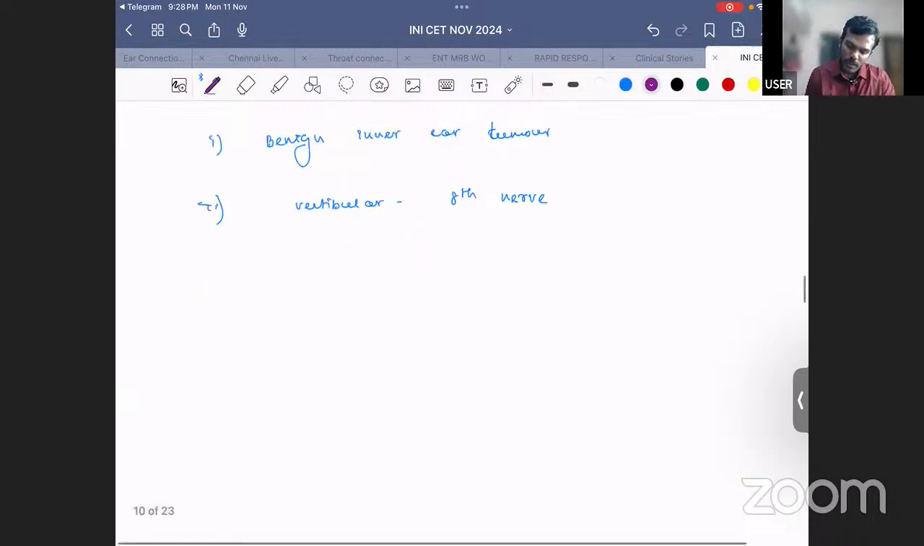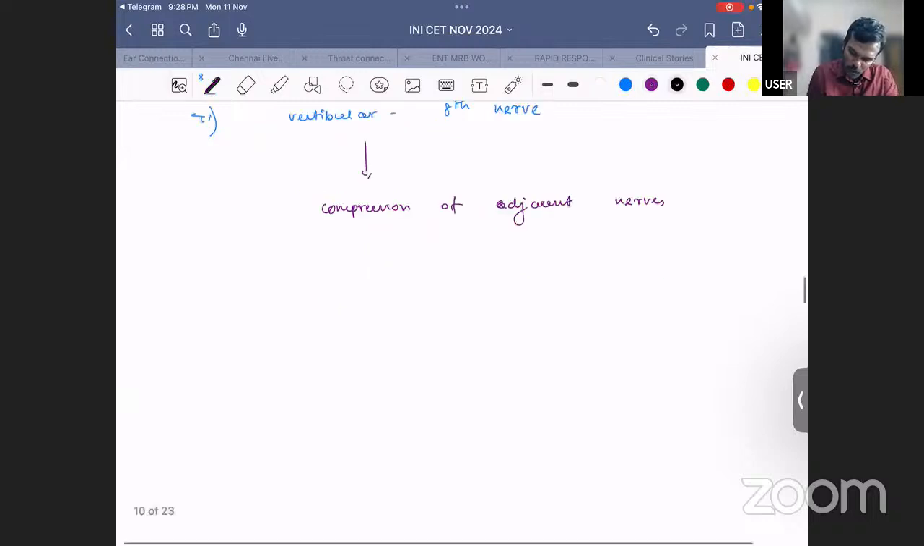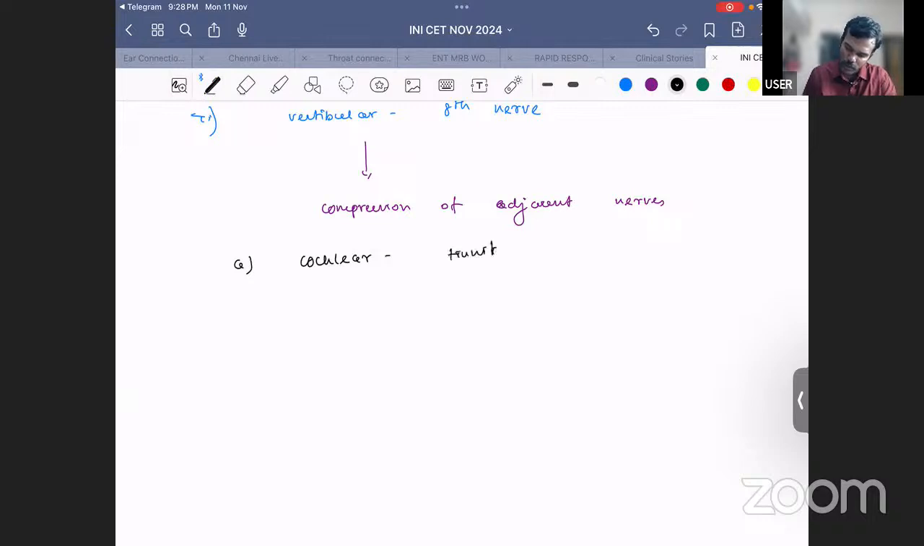So it will cause compression of adjacent nerves. Very important points: if it compresses the cochlear division of the eighth nerve, it will cause tinnitus and progressive unilateral sensorineural hearing loss.